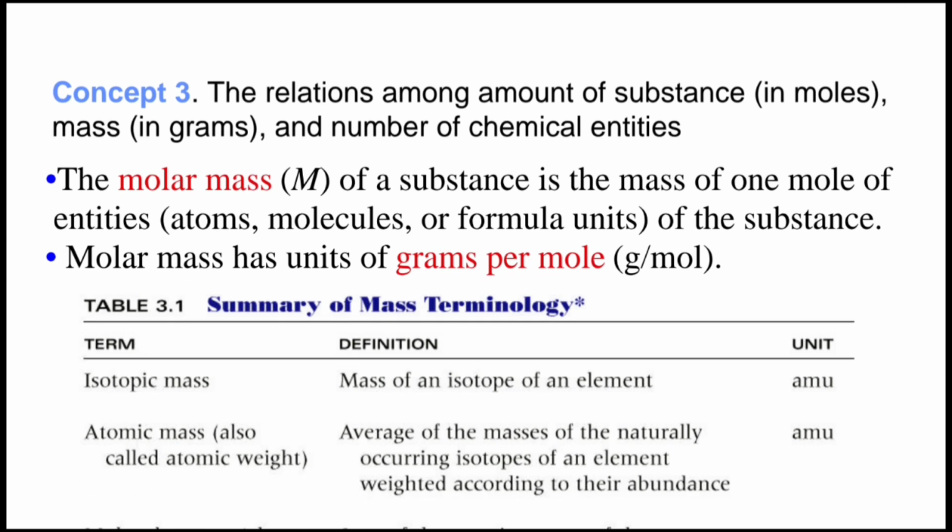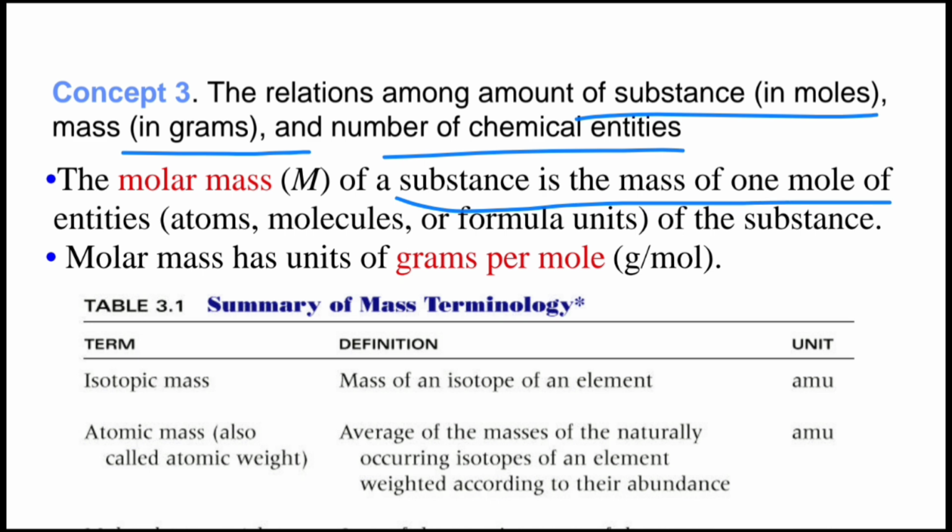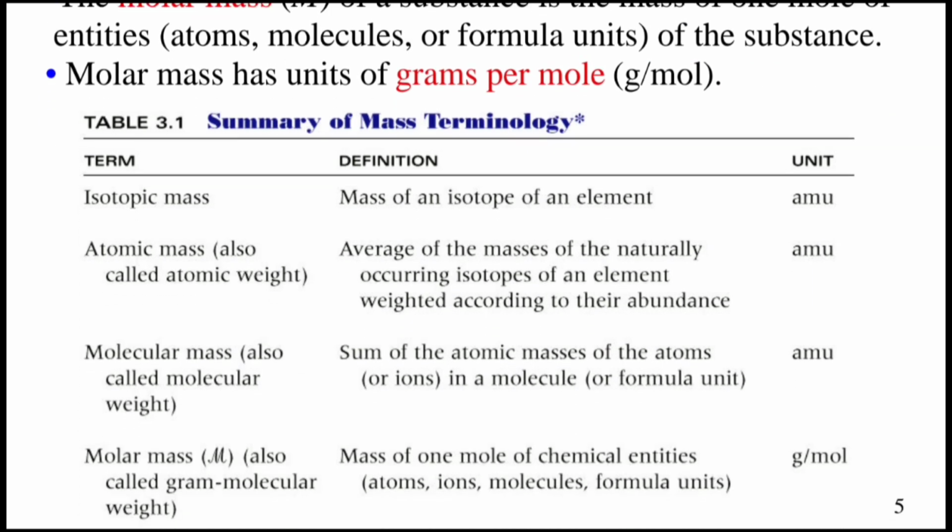Concept: relation among substance, mole, mass and number of chemical entities. The molar mass of a substance is the mass of 1 mole of entities. It applies to atoms, to molecules, to formula units, and to ions as well. Molar mass has units of grams per mole. You can see the definitions here.